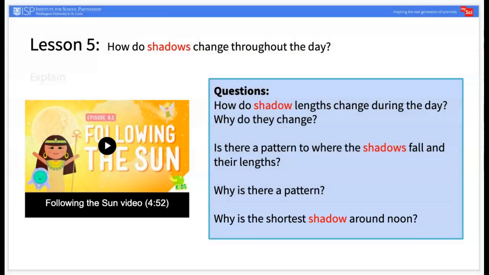They should recognize that shadow lengths are longer in the morning, become shorter at noon, and lengthen again as evening approaches. This occurs because of the apparent motion of the sun. When the sun is low in the sky during morning and evening, shadows are longer. When the sun is high in the sky at noon, shadows are shorter. They should also explain that shadows fall from west to east because of the sun's apparent east to west movement across the sky. Of course, the sun is really not moving. The Earth is rotating on its axis, which causes this apparent motion.